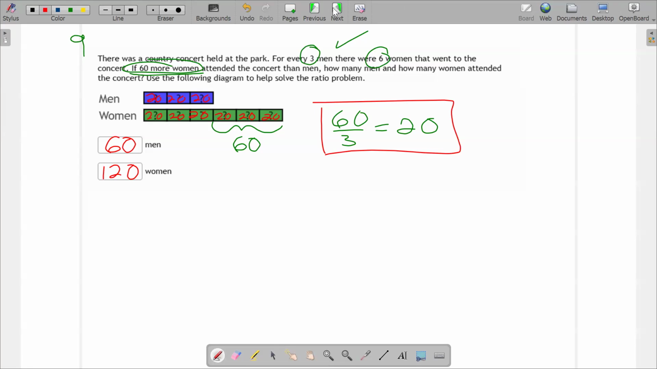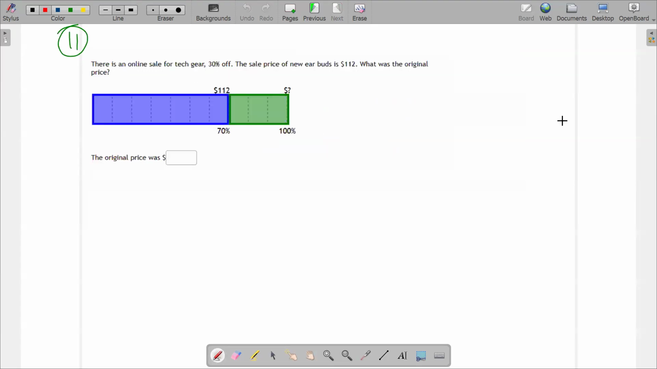Let's try the next one. All right, so this one's a little bit different, but similar. For this picture, I have just one linear bar, one piece of tape, and instead of stacking them, I just have them end to end. And the reason is whenever you're dealing with money and you have percent off or percent increase, you have to know how 100% fits in with the whole thing.